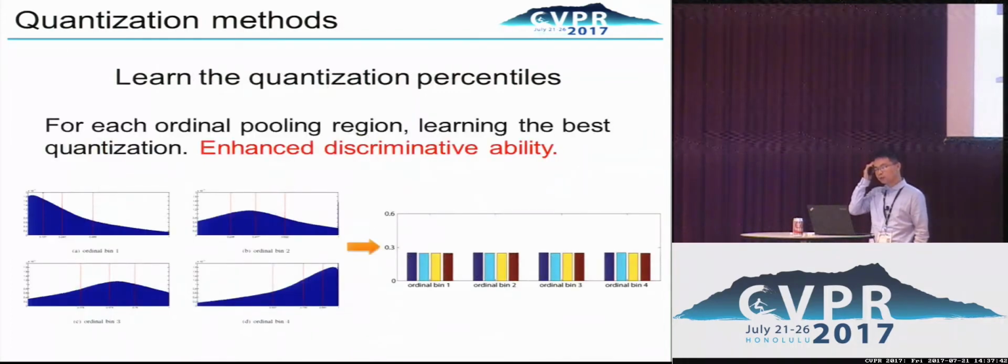Alternatively, we propose to learn the quantization percentiles for each ordinal pooling region, respectively. The idea is to learn the best quantization percentiles for each pooling region so as to make them distributed equally for each ordinal pooling region. Thus, the enhanced discriminative ability is expected.